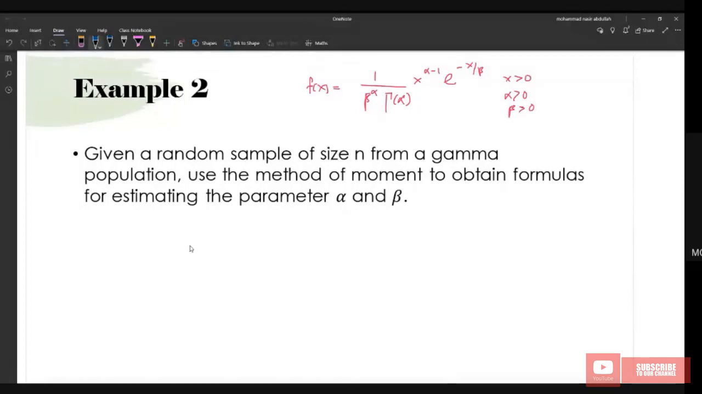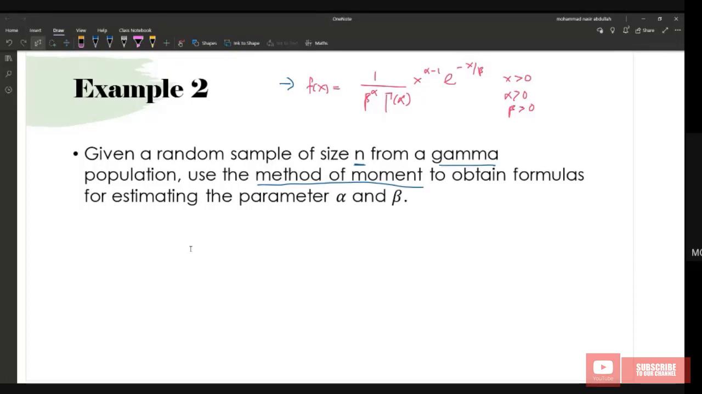Given a random sample of size n from a gamma distribution, this is the PDF for the gamma distribution: 1 divided by beta to the power alpha, gamma alpha, x to the alpha minus 1, exponential of negative x divided by beta, where x, alpha and beta should be more than 0. Now we want to solve for alpha and beta using method of moments. Remember, now we have two parameters, while in example number 1 we had one parameter.